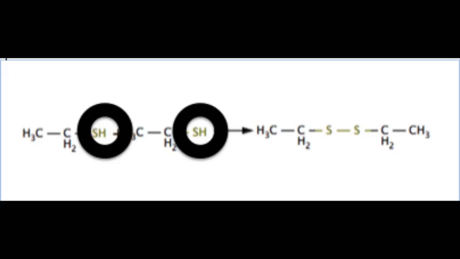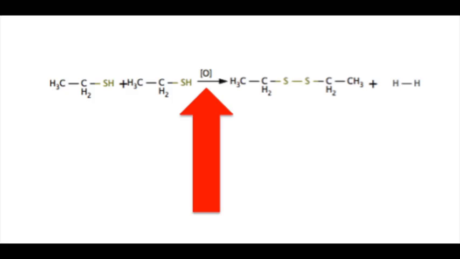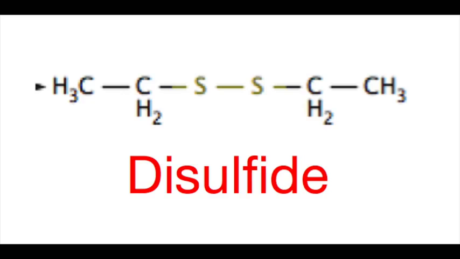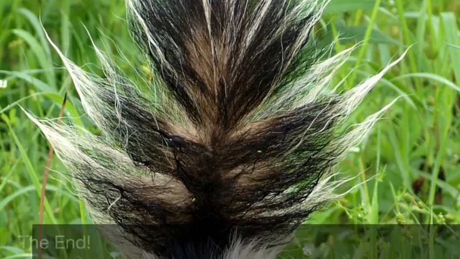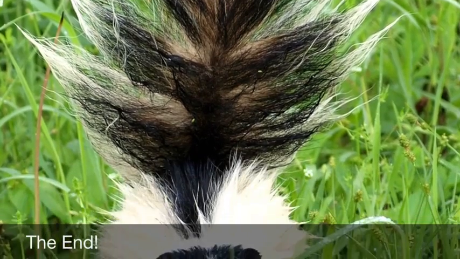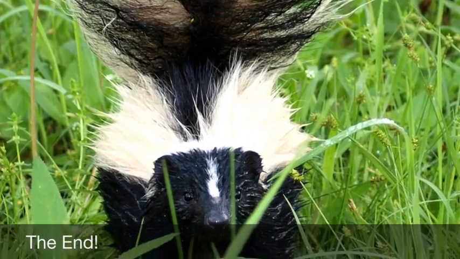In the oxidation of thiols, two hydrogen atoms are removed, which creates hydrogen gas. This process is done with a mild oxidizing agent, shown above the arrow. The product is a disulfide that does not give off any odor. So next time you encounter one of our furry friends, make sure you have baking soda and hydrogen peroxide handy.